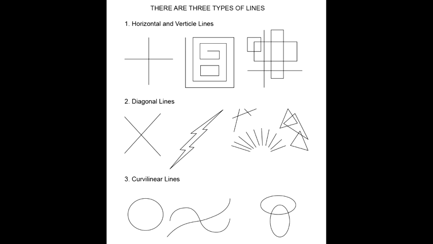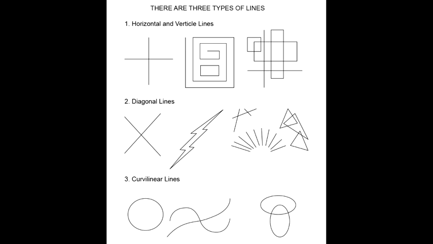Now, diagonal lines are more active. They imply movement, and they will create a sense of energy and dynamics in a composition that animates the space. And also, diagonal lines are harder lines, and that's what you might use to create a sense of strength, as well as a sense of energy in the form.